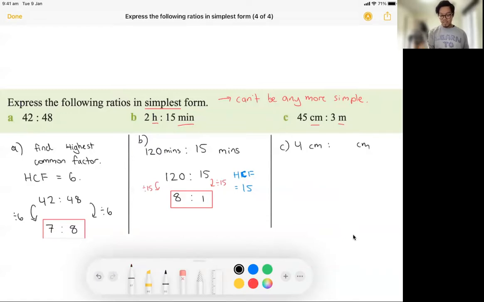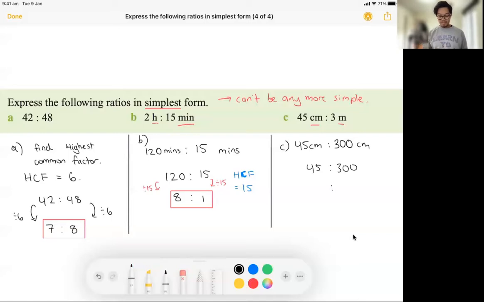Now 45 centimeters is 45 centimeters. How many centimeters is 3 meters? 30. I'm kidding. You guys got me. 300. Okay, so we've got 45 to 300. Now again, that means I can write it without the units because I know that they are the same. So it's 45 to 300. Take it a little bit further.